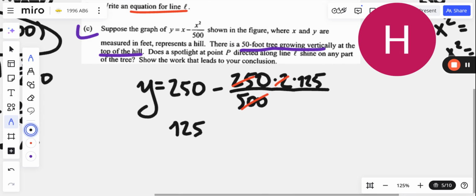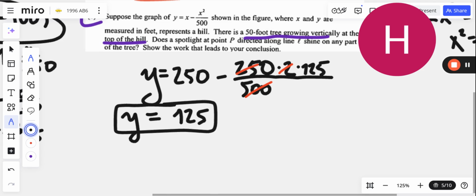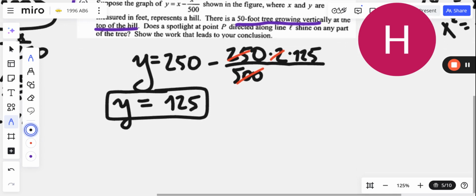I am like a human calculator, but I don't. Part of what makes me good at this stuff is I'm really good at simplifying things, not because I'm really good at calculating. So that's the bottom of the tree, and the top of the tree is going to be 175 because the tree is 50 feet tall.